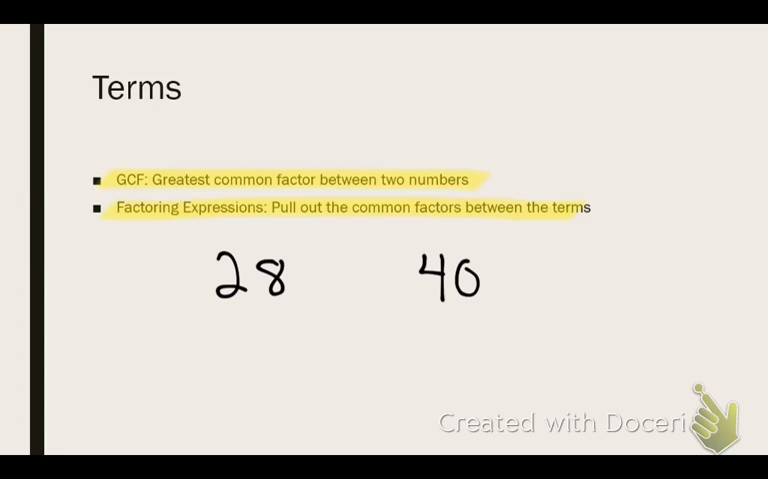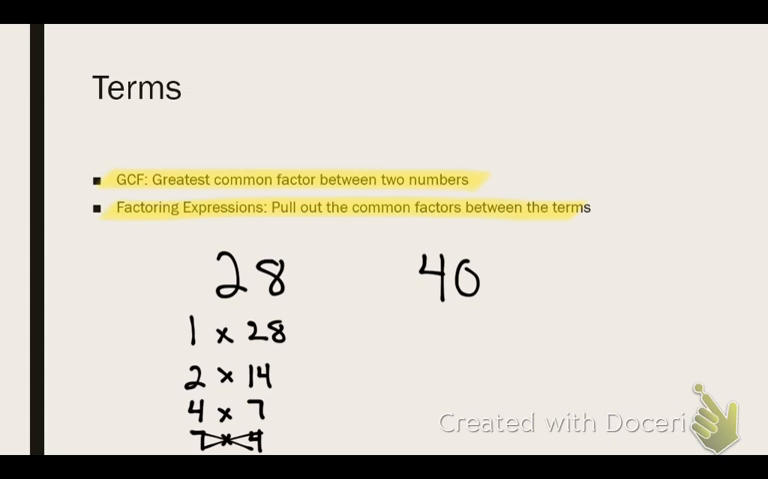So for 28, we'll do 1. 1 times 28. Is there a 2? 2 times what? 14. Is there a 3? Nope. Is there a 4? Yes. 4 times 7. Is there a 5? Is there a 6? Is there a 7? Yes. But that repeats. So as soon as it repeats, I know that I have all the factors that are possible.